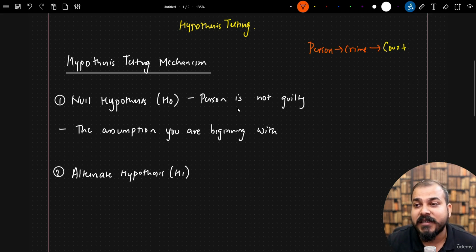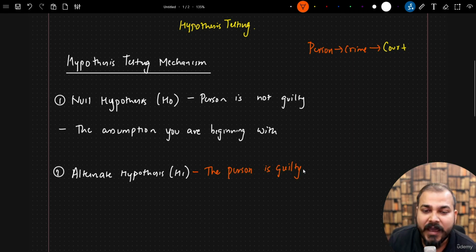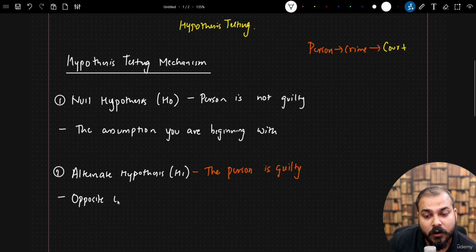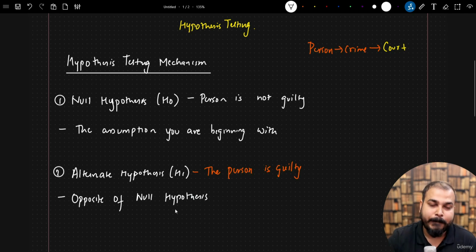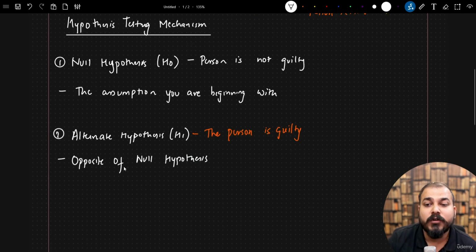The alternate hypothesis basically says that it is the reverse of the null hypothesis. So in this case, I can write: the person is guilty. I'm just taking a generic example to make you understand. So over here you'll be able to see the alternate hypothesis is nothing but the opposite of the null hypothesis.